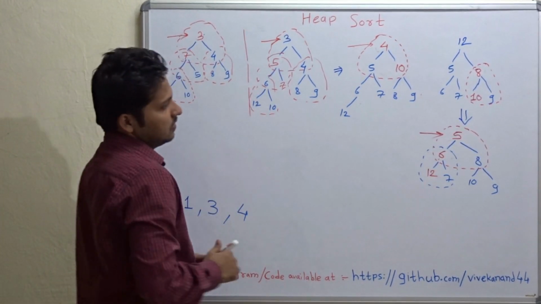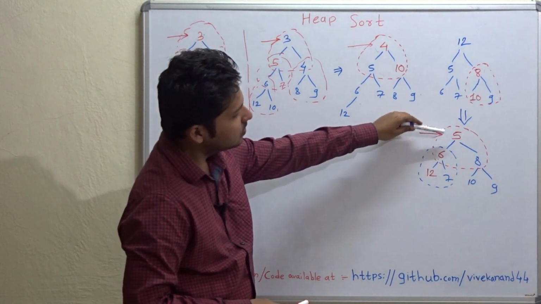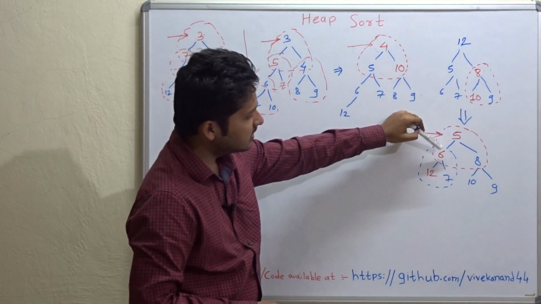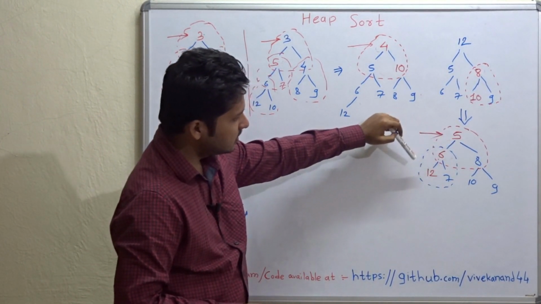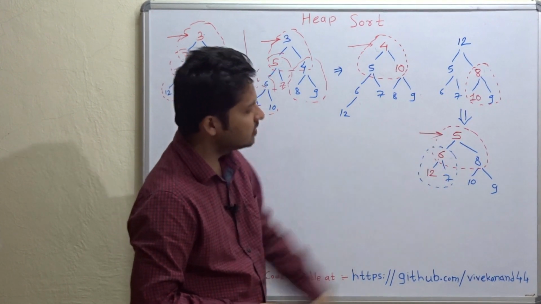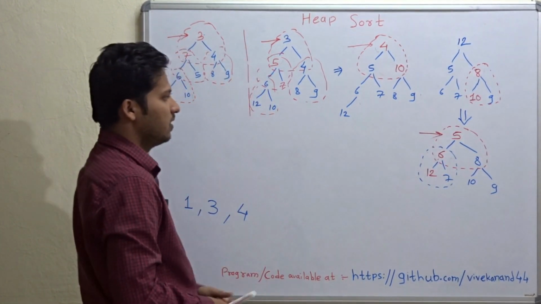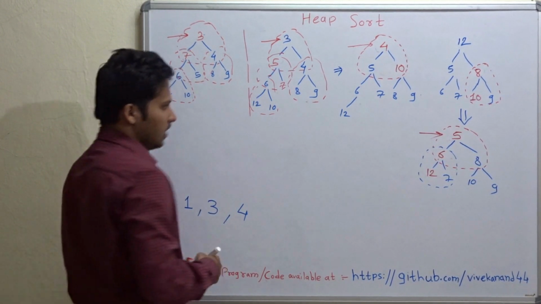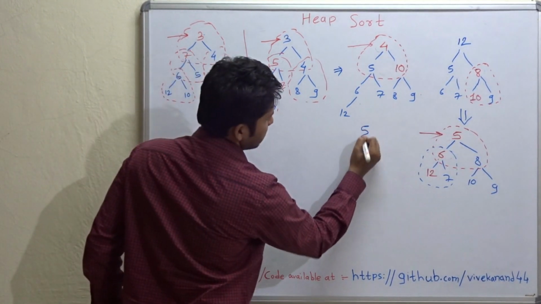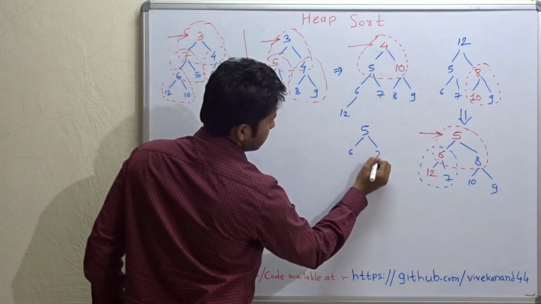So let's see whether every node satisfies the condition or not. 5 is less than 6 and 8. 6 is less than 12 and 7. 8 is less than 10 and 9. Yes, this is a heap. As this is the heap, now let us first write it clearly.